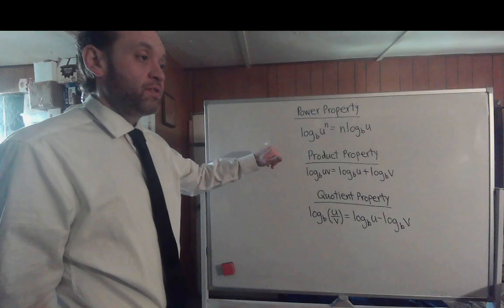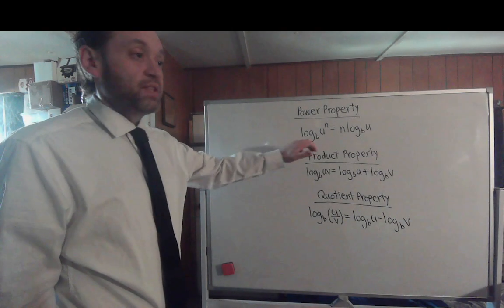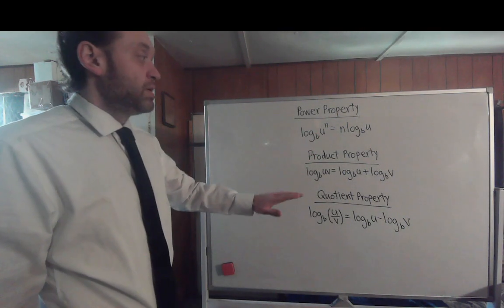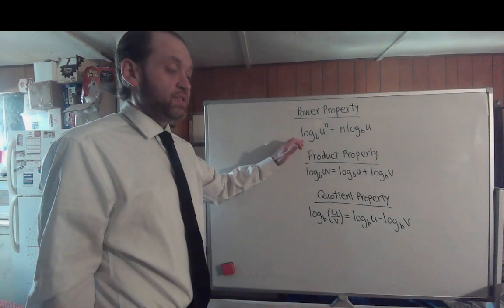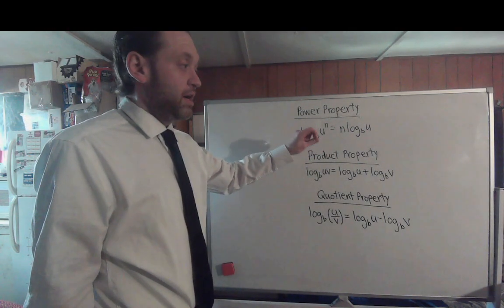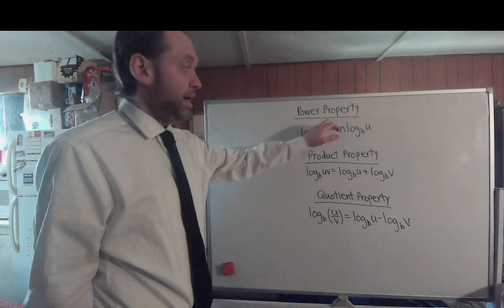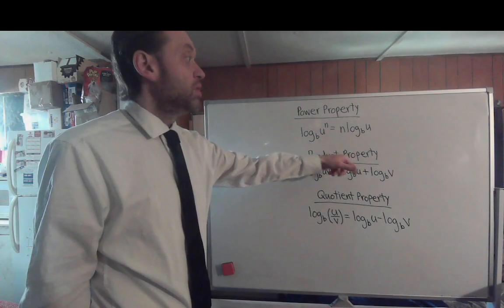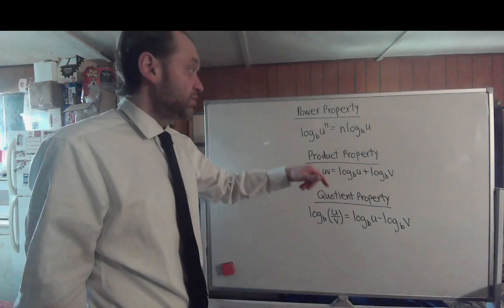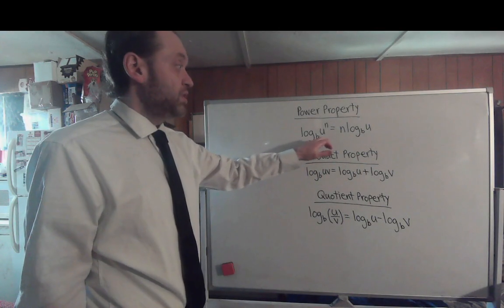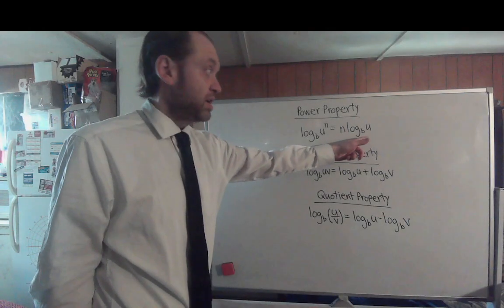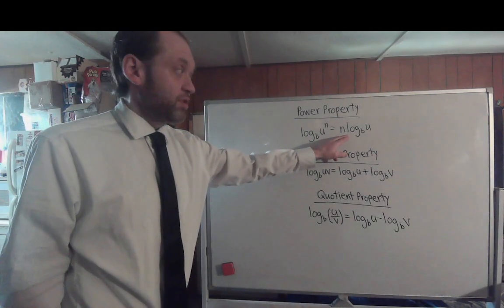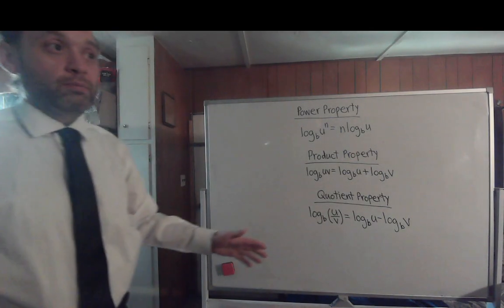If you have a log with some base, in this case log base b of u to the n power, so any log with a base of a number to a power, what happens is you bring that power down to the front of the logarithm and multiply it by the logarithm itself. So log base b of u to the n would equal n times log base b of u. You just bring that power down in front of the logarithm and multiply it by the logarithm.